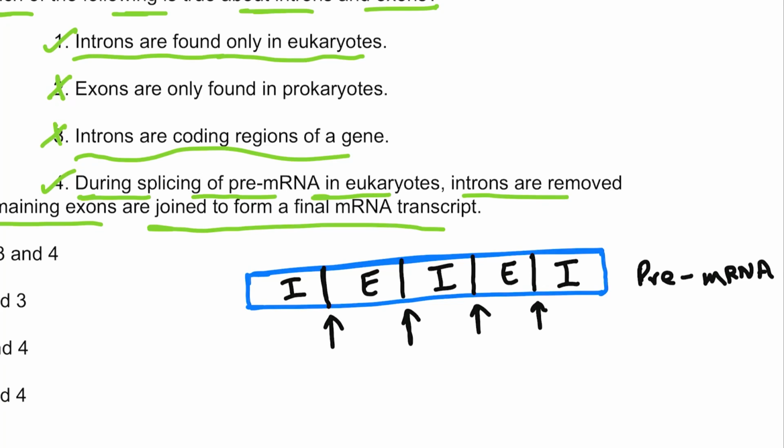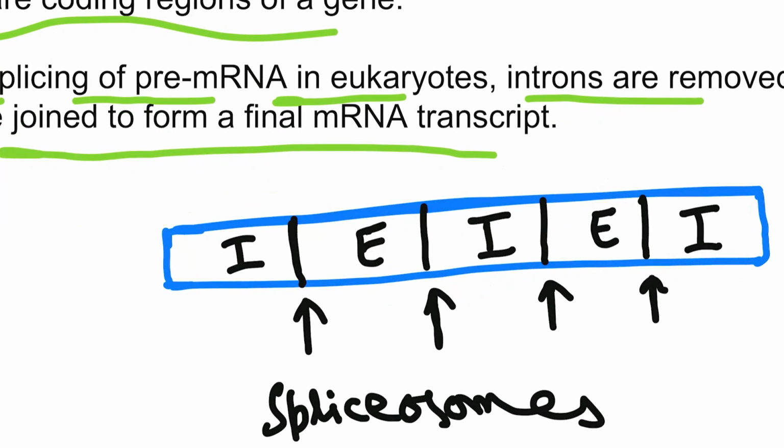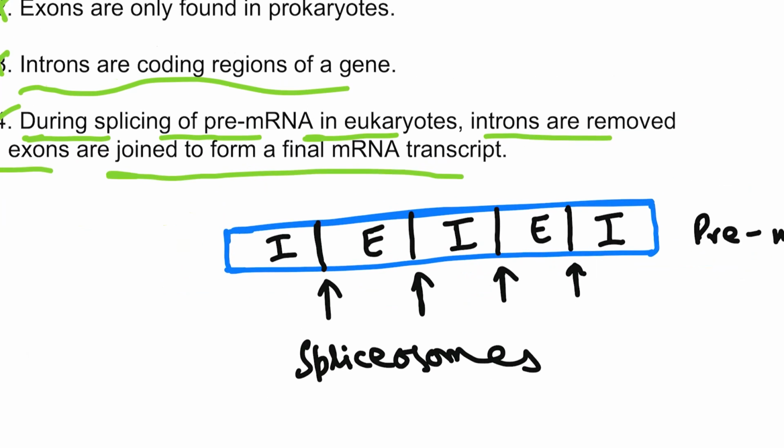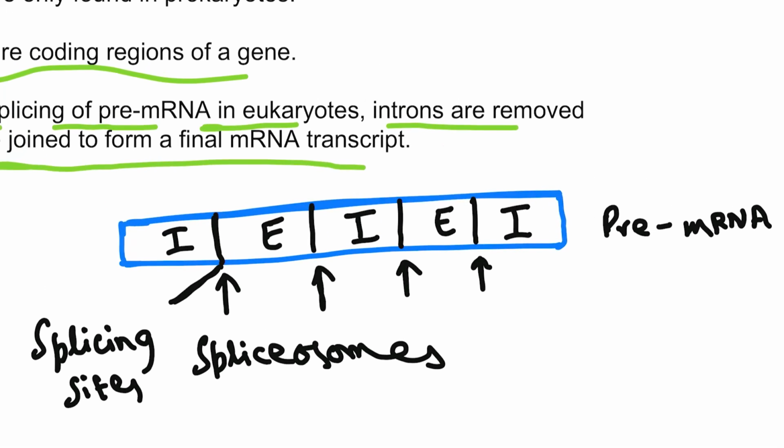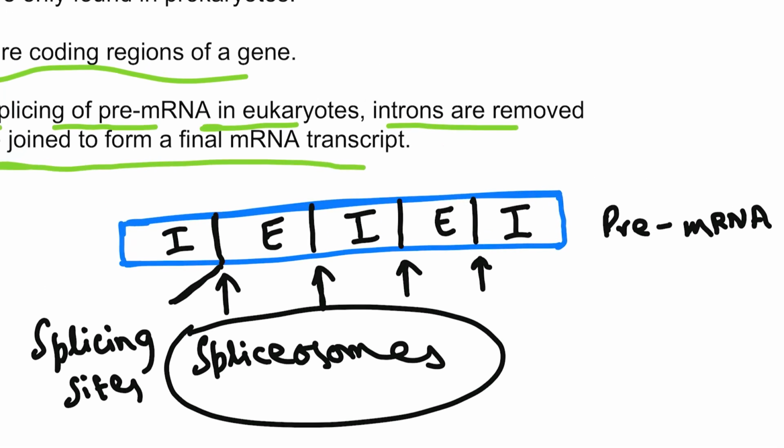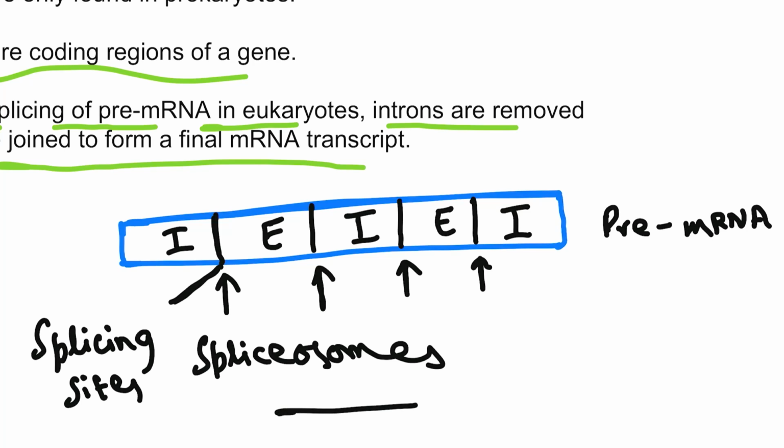So there's an enzyme called spliceosome, and what spliceosome does is that it cuts the pre-messenger RNA at these sites which I have shown with the arrow. These are known as the splicing sites. By splicing by the spliceosome at splicing sites, introns and exons are separated, and the same spliceosome then joins the exons together. So the exons will be joined and the introns will be separated.